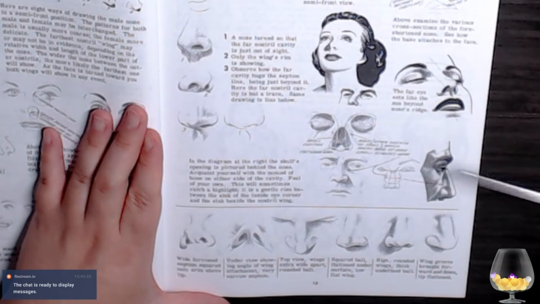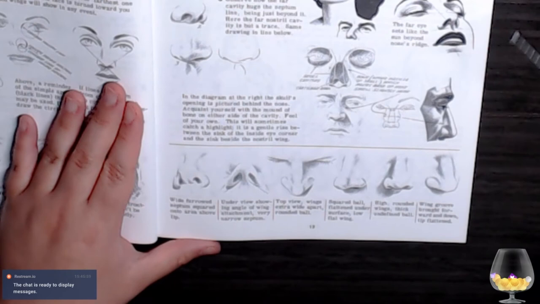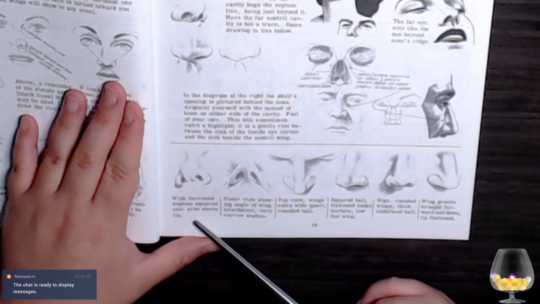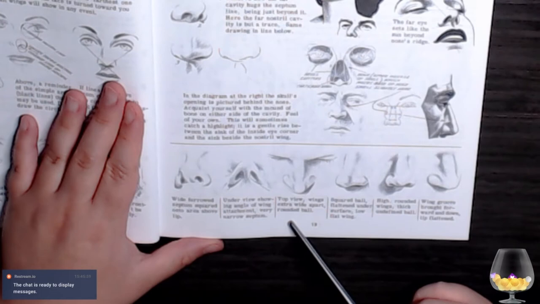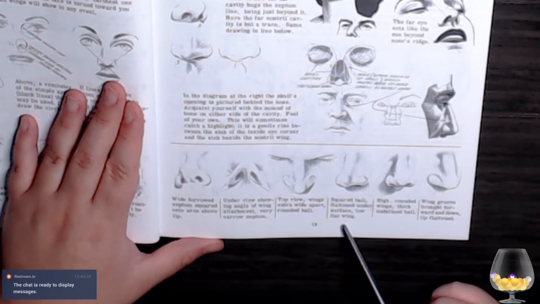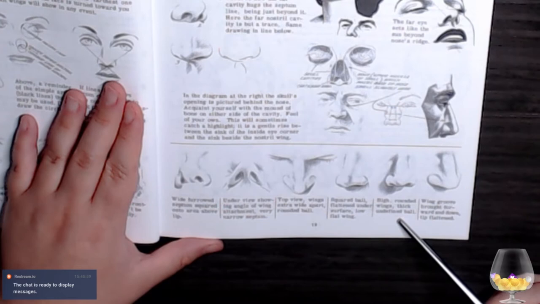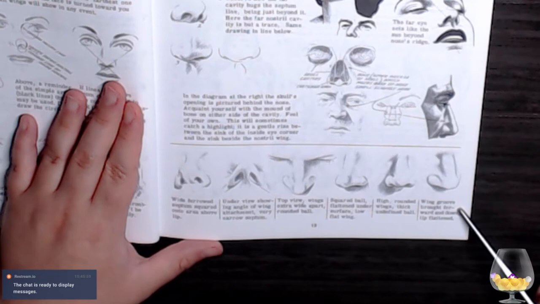Okay, and then this last part. Wide furrowed septum squared onto area above lip. Under view, showing angle of the wing attachment, very narrow septum. Top view, wings extra wide apart, rounded ball. Square ball, flattened undersurface, low flat wing. High rounded wings, thick undefined ball. Wing groove brought forward and down, tip flattened.